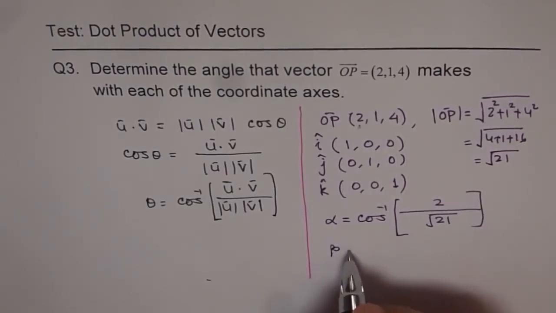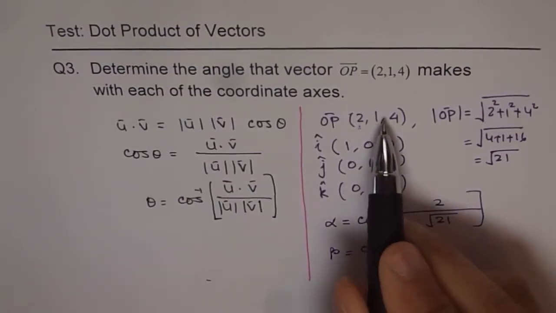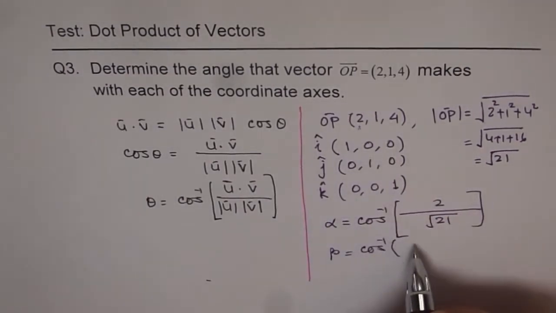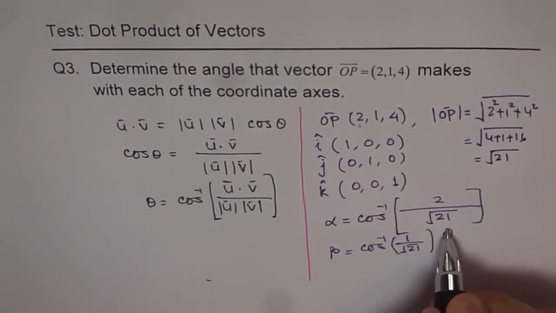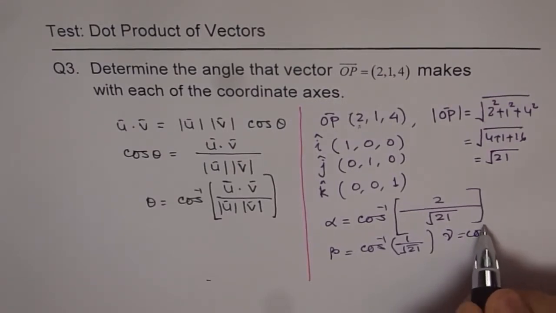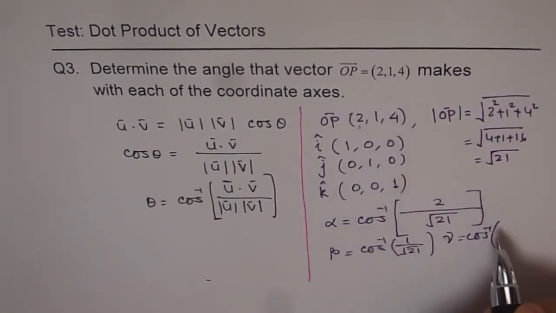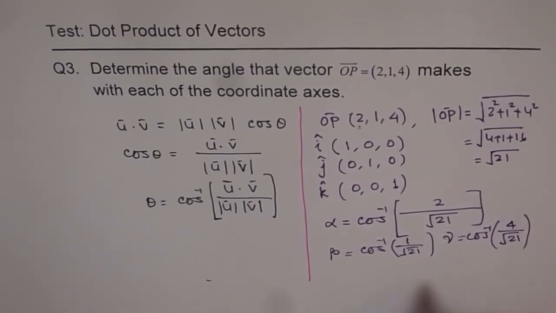Similarly, beta will be cos inverse of 1 over the square root of 21, this component over the square root of 21, and gamma, the angle with the z-axis, will be cos inverse of 4 over the square root of 21. Correct? So that is how you can solve this question.